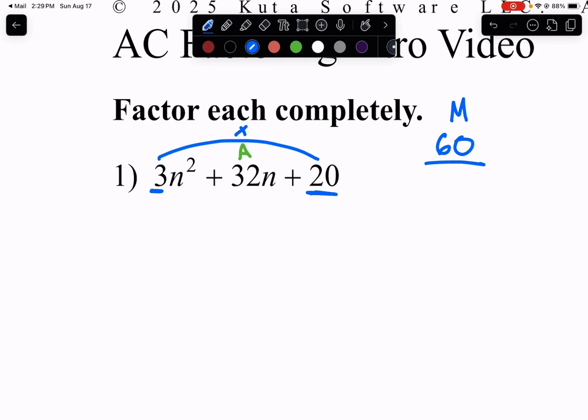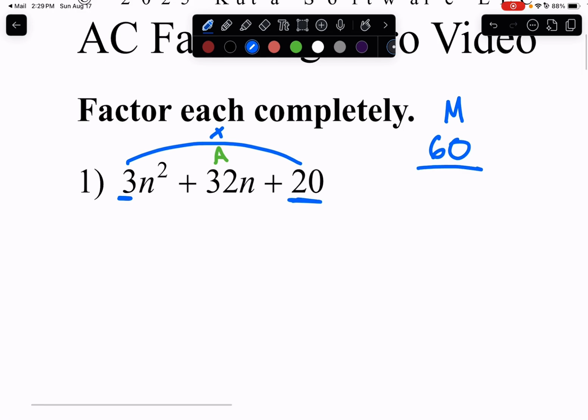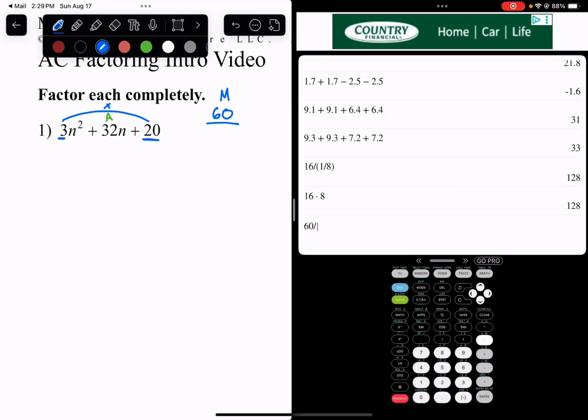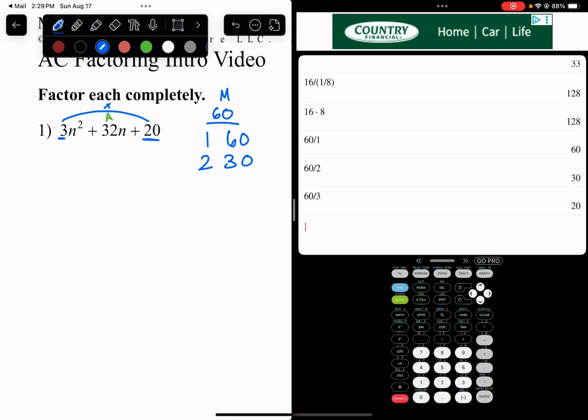So what I mean by this is we're going to first list out all the different ways to multiply to get 60. I recommend just starting with 1 and working your way up. You can get out your calculator. 60 divided by 1, I know I can do 1 times 60. 60 divided by 2, I can do 2 times 30. 60 divided by 3, I can do 3 times 20. 60 divided by 4, I can do 4 times 15.